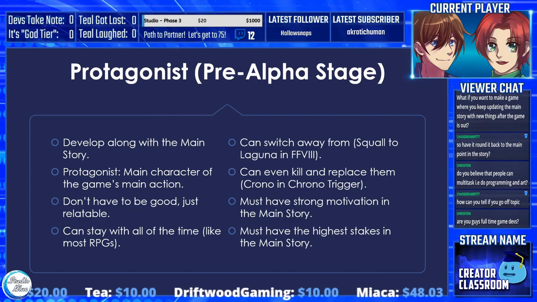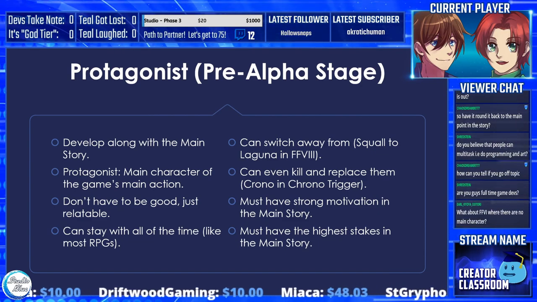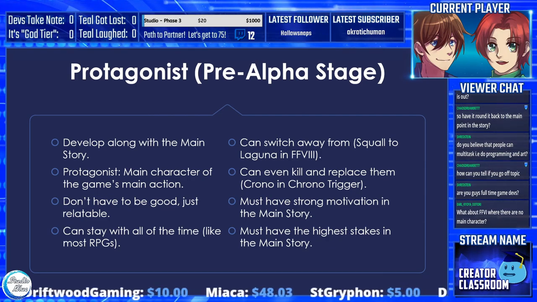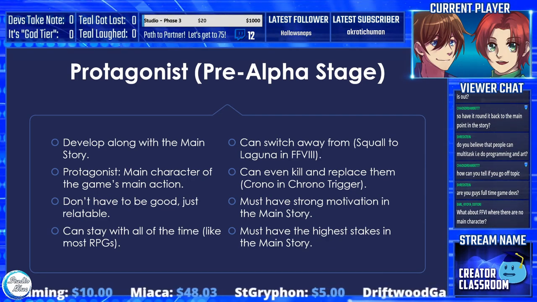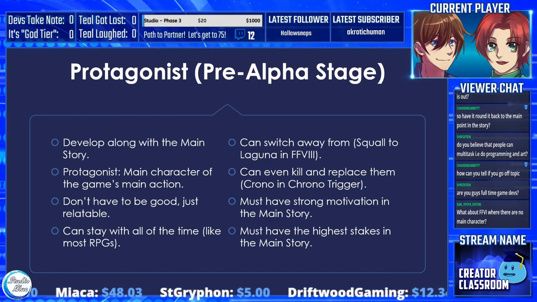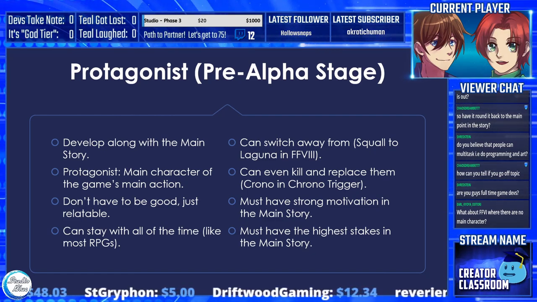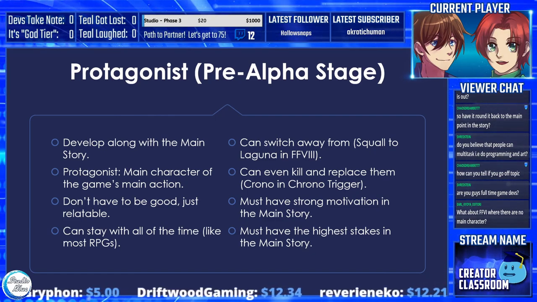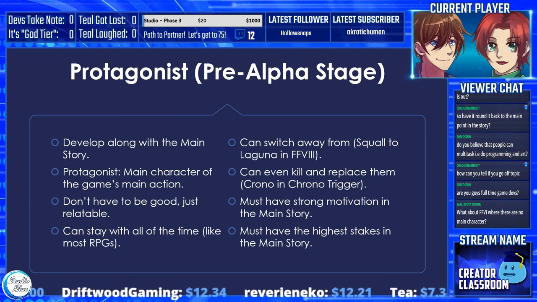A lot of people think the protagonist is the hero, and that's not always the case. Right. The protagonist is who the player plays as, or otherwise known as the player avatar. It is the quote-unquote main character. They don't have to be the hero, they don't have to be the good guy, they just have to be the person you play.